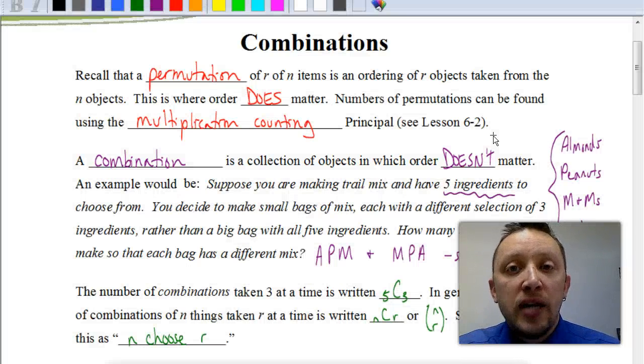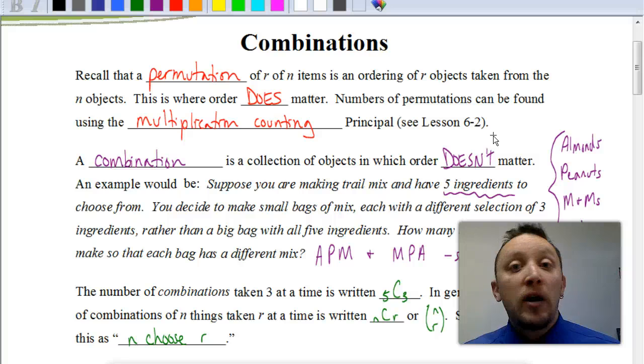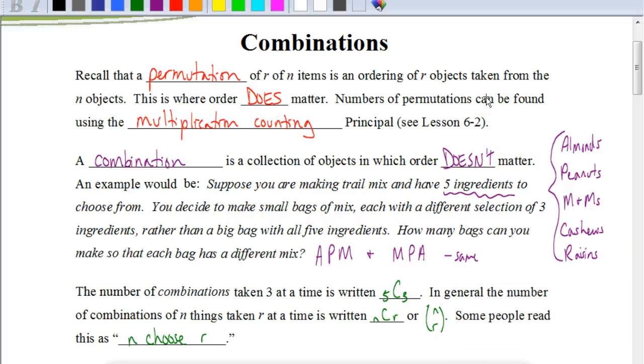Let's look further at another example here, and then we'll talk about how we actually figure out how many different ways there are to make a combination by using a formula. So let's start by, again, looking at the example that's behind me here, and then let's look at that formula. So here in this particular example, it says, suppose you're making trail mix and have 5 ingredients to choose from. You decide to make small bags of mix, each with a different selection of 3 ingredients, rather than a big bag with all 5 ingredients. How many bags can you make so that each bag has a different mix?